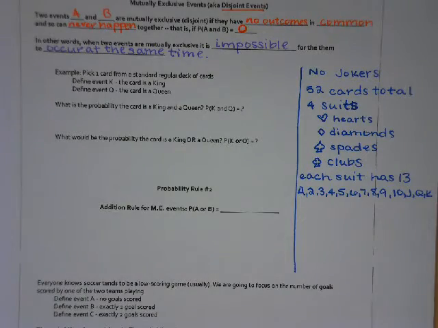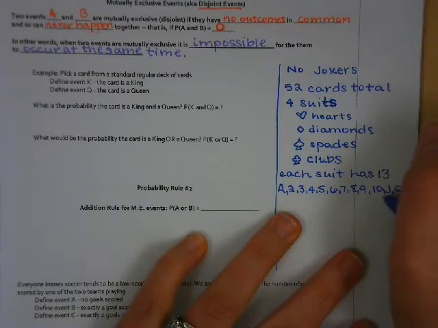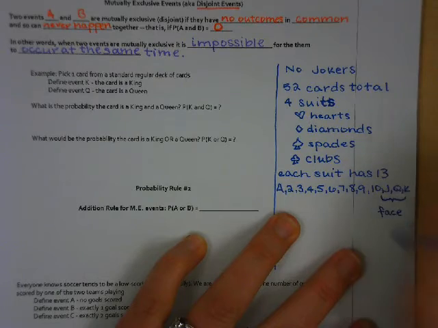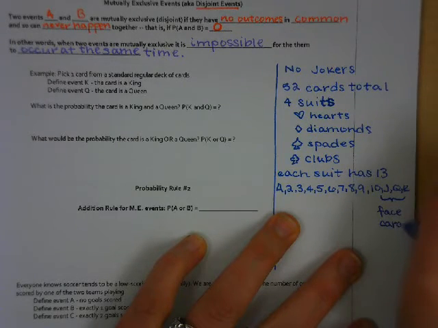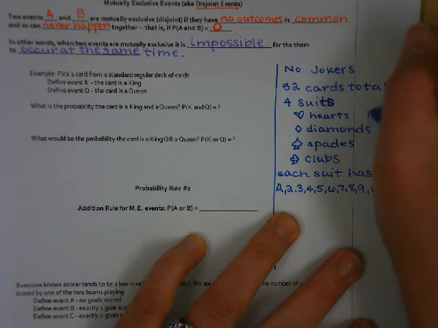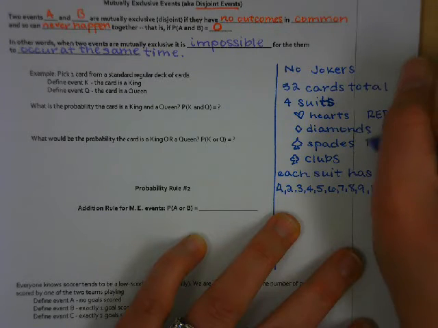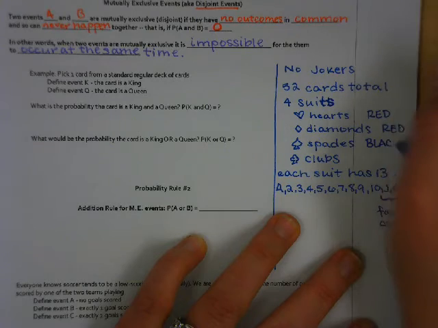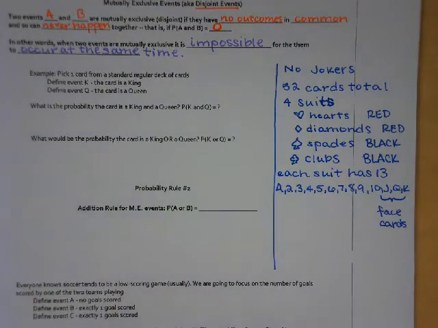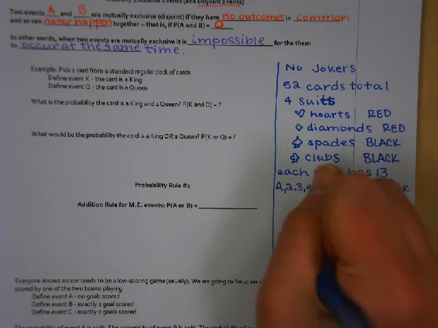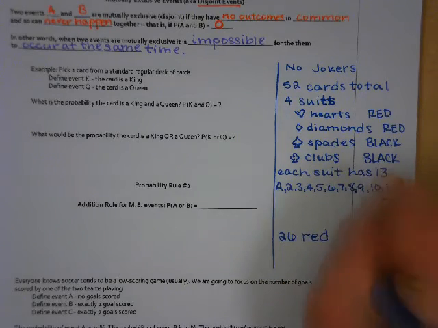And then, I almost forgot, we have 2 colors, red and black. Hearts are red. Diamonds are red. Spades are black. Clubs are black. And because 2 suits are red and 2 suits are black, that means our 52 cards are split in half between red and black. So we have 26 red and 26 black.